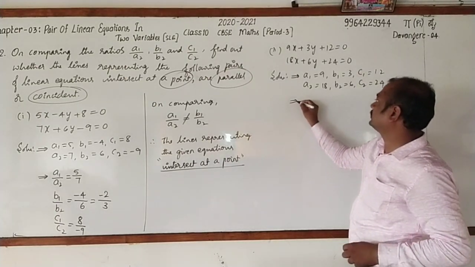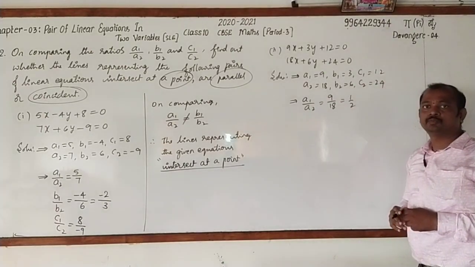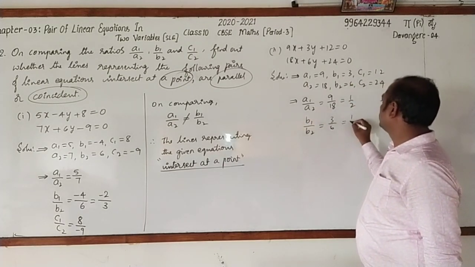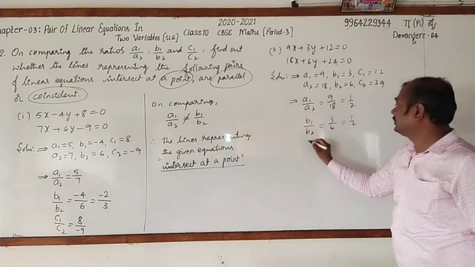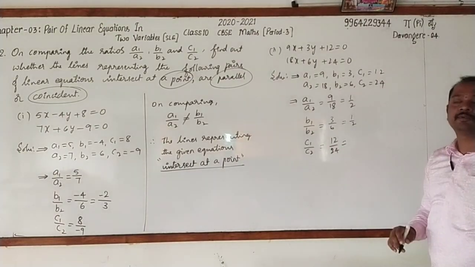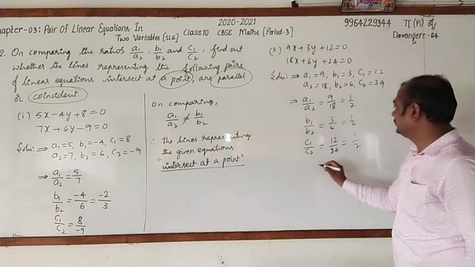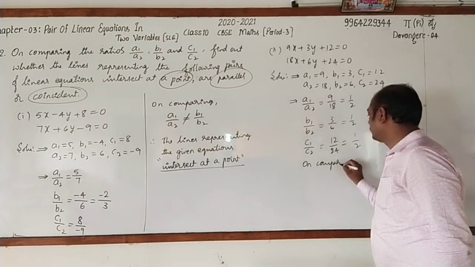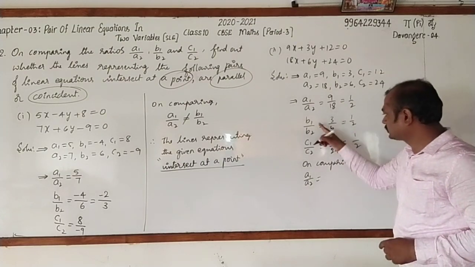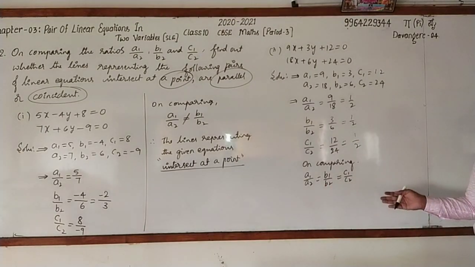Let us find out the ratios. A1 by A2 is equal to 9 by 18, which is 1 by 2. Then B1 by B2 is equal to 3 by 6, 1s are 1, 2s are 2, right? And let us take C1 by C2. It is 12 by 24. Both are multiples of 12. 1s are 1, 2s are 2. All the three ratios are equal. Then you can write on comparing, A1 by A2 is equal to 1 by 2, which is also the value of B1 by B2, which is also the value of C1 by C2. Hence, all the three ratios are equal.